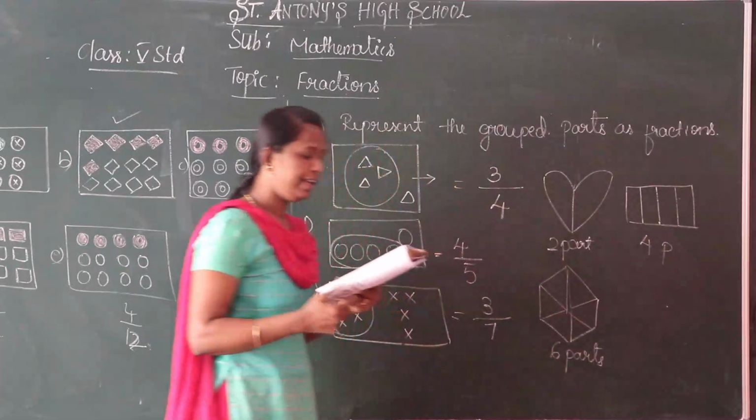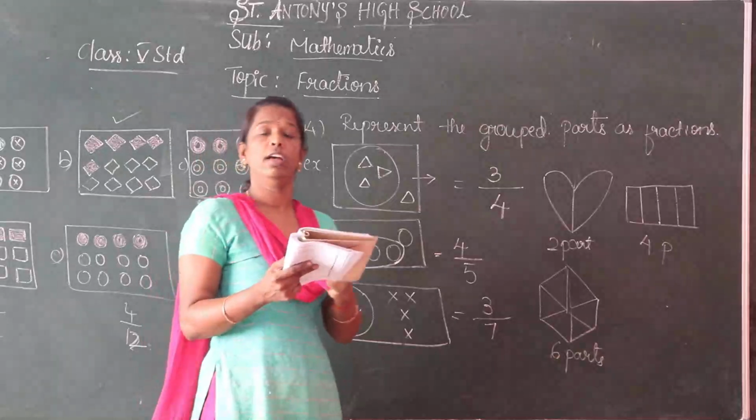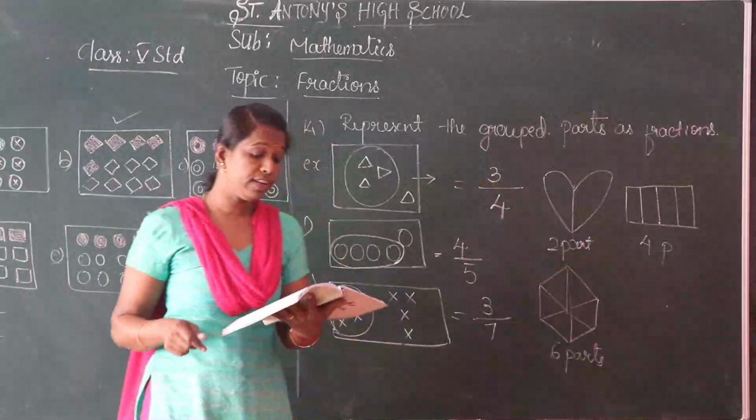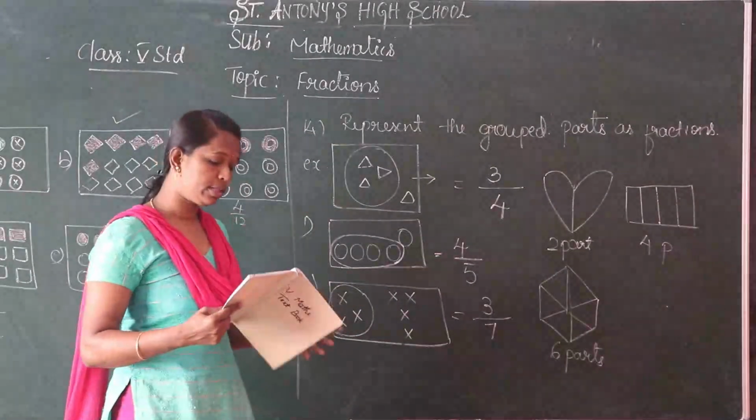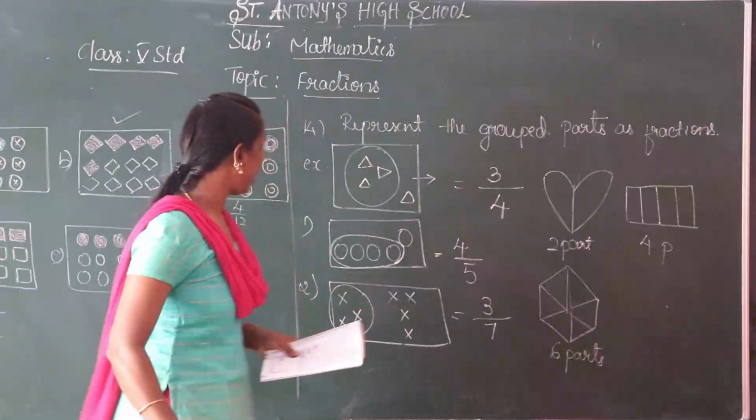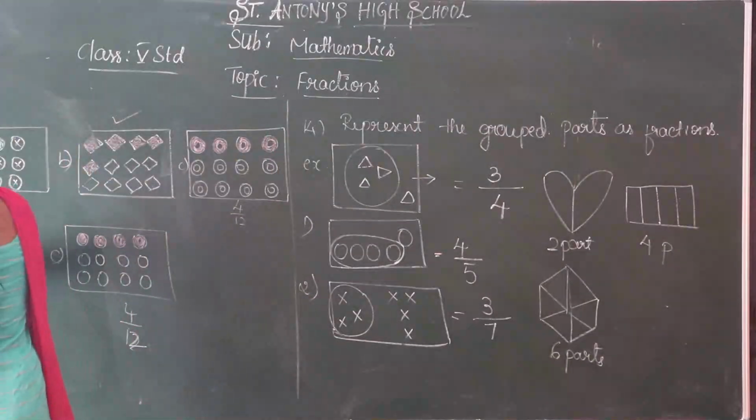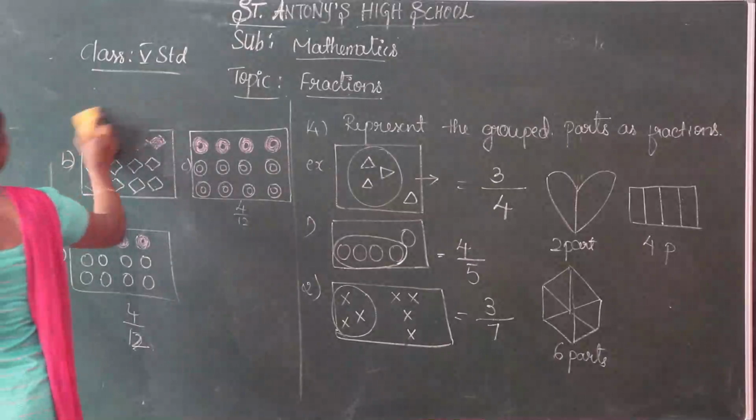Next, write each of the following as a fraction. That is already completed. Fill in the blanks. First one: the denominator of the fraction 1/8. That is the 6th question.